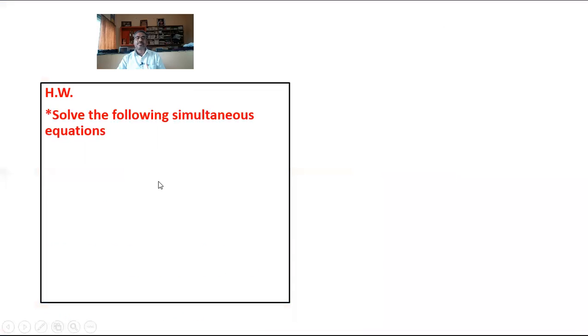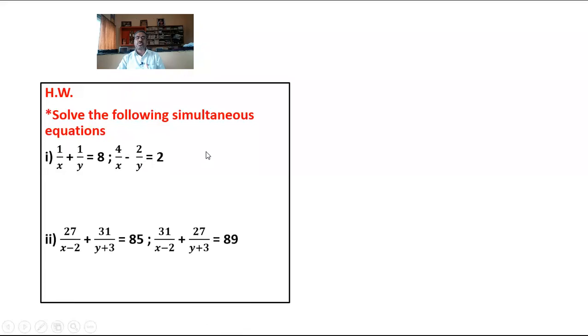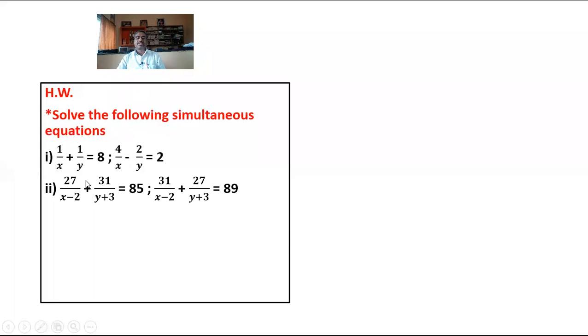Today's homework. Solve the following simultaneous equations. First, 1 upon x plus 1 upon y is equal to 8, and 4 upon x minus 2 upon y is equal to 2. And the second one, 27 upon x minus 2 plus 31 upon y plus 2 is equal to 85, and 31 upon x minus 2 plus 27 upon y plus 3 is equal to 89. Solve the given simultaneous equations. First, reduce these equations to linear equations in two variables, and find the values of the variables.